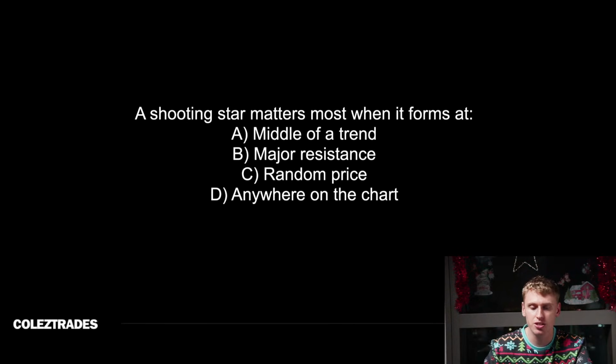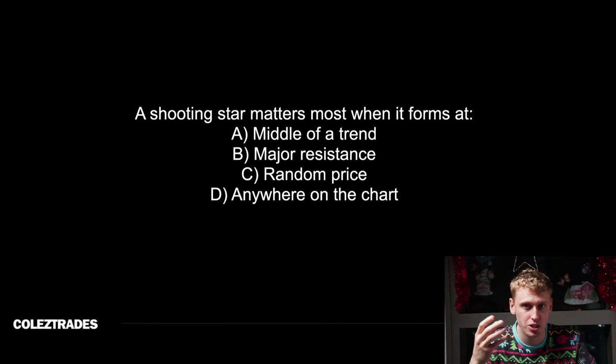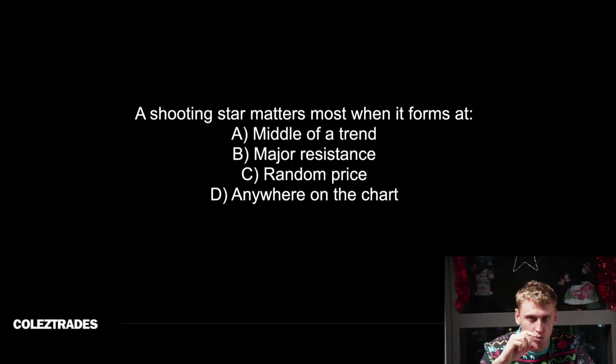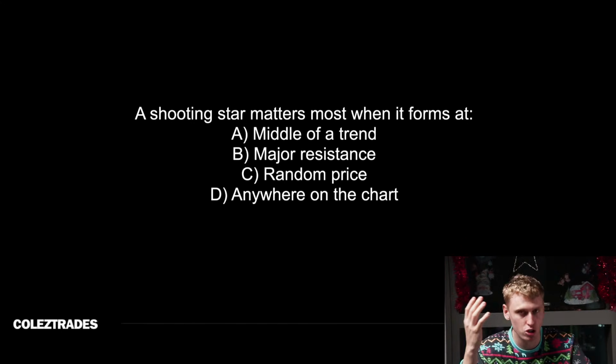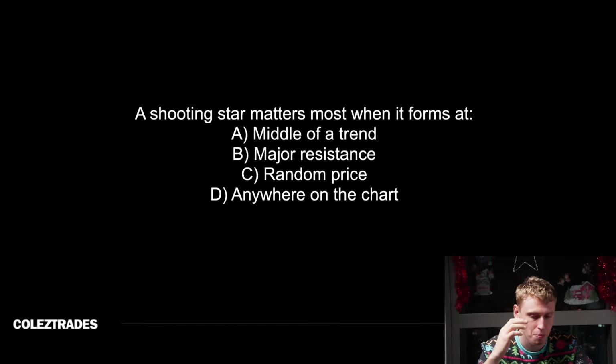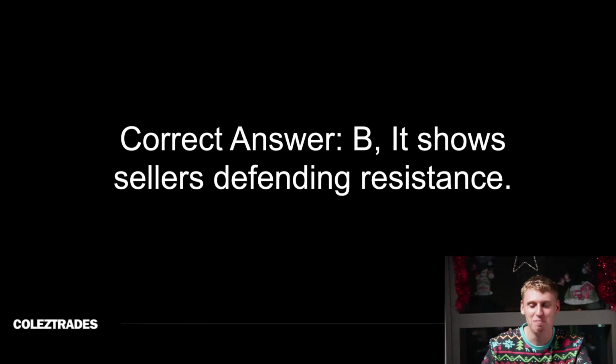A shooting star matters most when it forms at the middle of a trend, major resistance, random price, or anywhere on the chart. The important thing, a shooting star is basically the opposite of a hammer. So a hammer forms at the bottom. Where does a shooting star form? B, it shows sellers defending resistance.